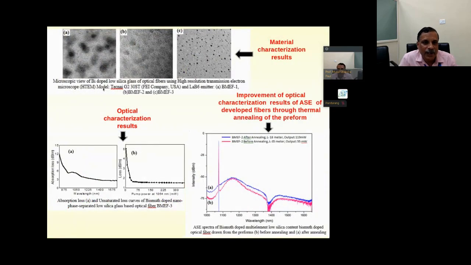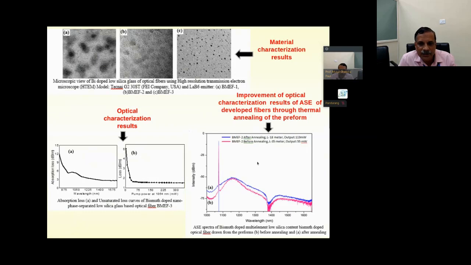And this is basically the TEM analysis we have measured in case of the fiber, because TEM analysis of the fiber is very, very difficult, because here the core dimension is 10 to 11 micron. So in this case we have optimized the collapsing and annealing conditions so that the nanocrystals come to around 8 to 10 nanometer range.